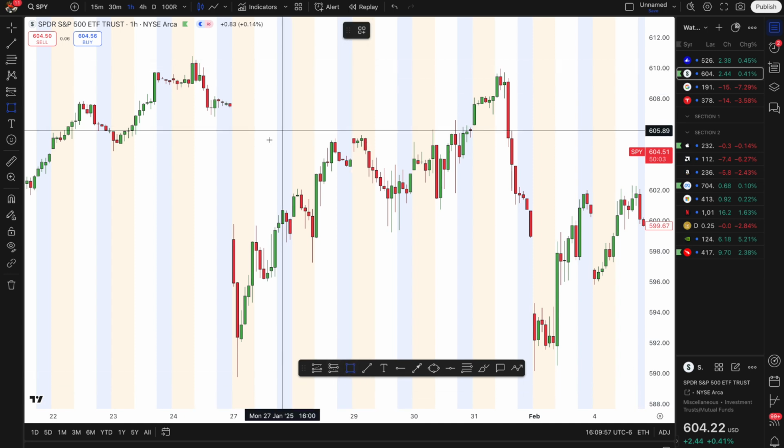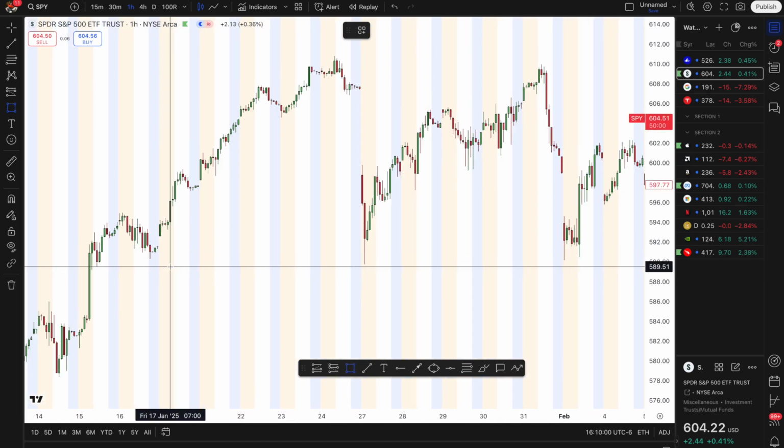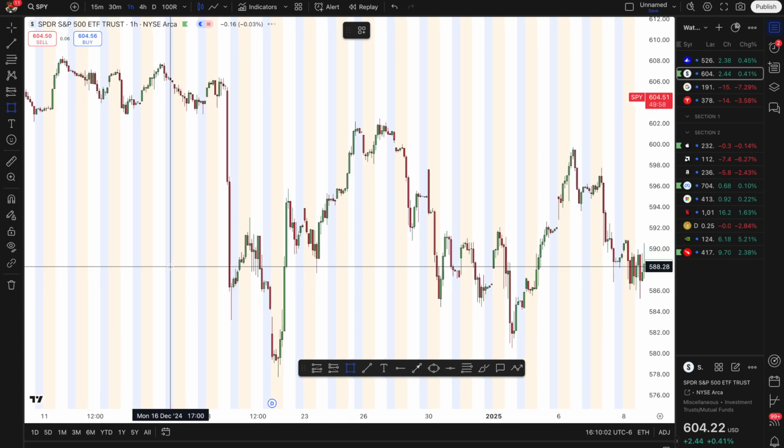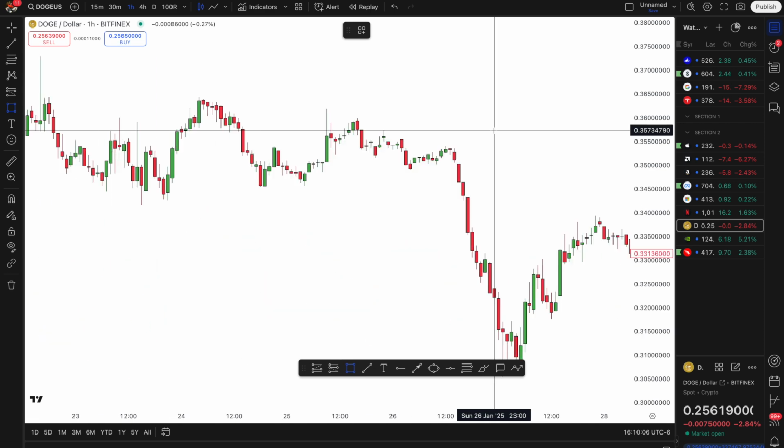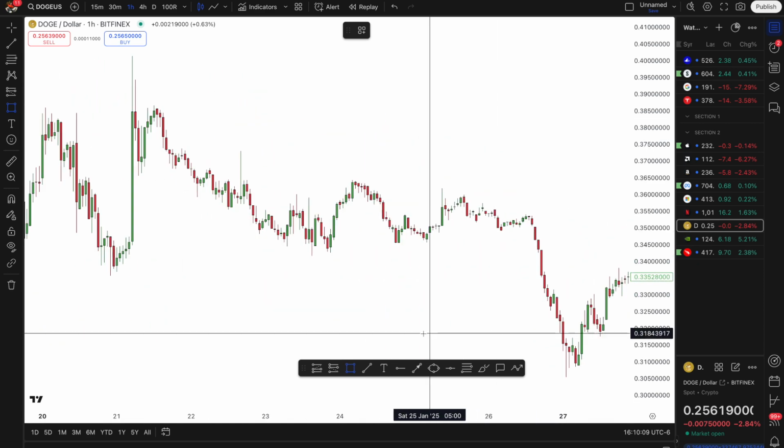So on to the next tool, we got the squared tool. This is probably one of my favorite and one of the main tools I like to use. I can use this for multiple reasons. One being to draw up my area of market structure.